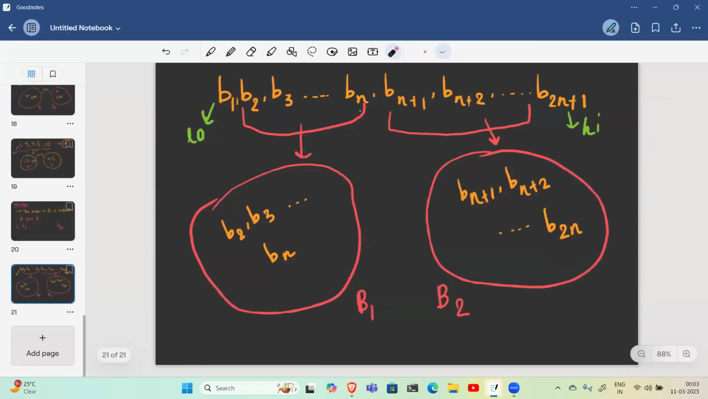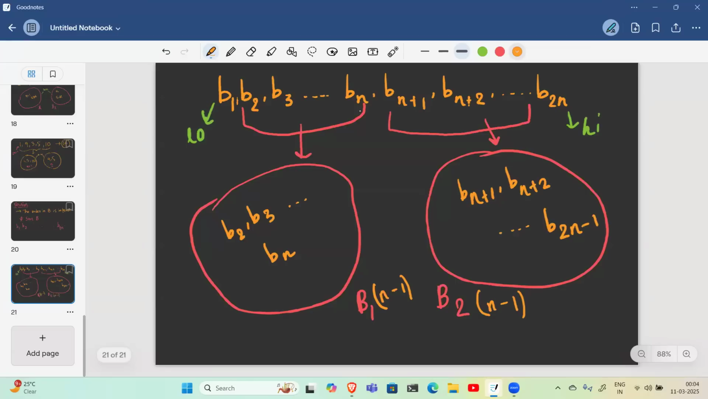Sorry, just a second. This is b2n. B is an array of size 2n, right? We have to construct an array A which is of size 2n plus 1. So we need one new integer which is not present in any of these. So this would be b2n minus 1. I have b1 of size n minus 1 and b2 of size n minus 1. Can anyone tell me which one of these bags b1 and b2 is heavier?